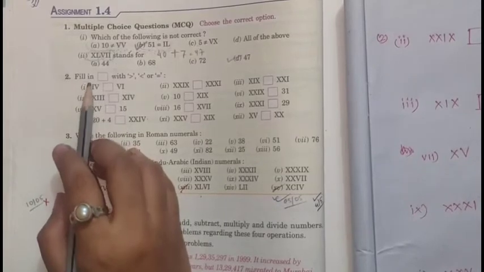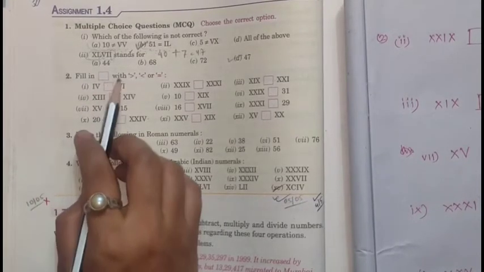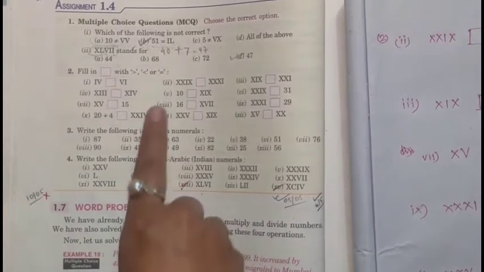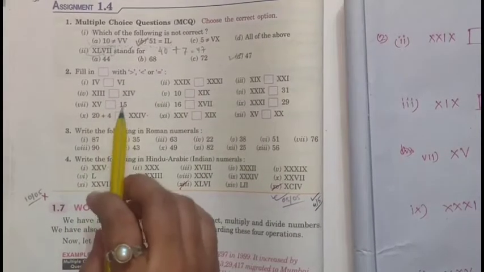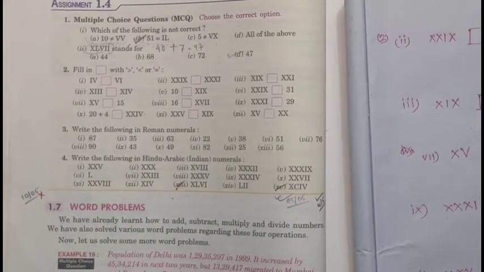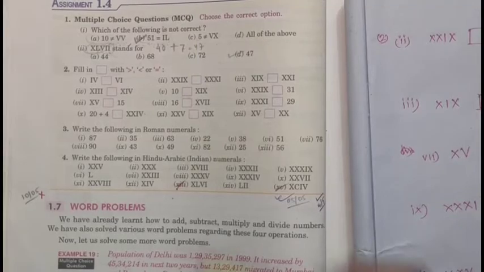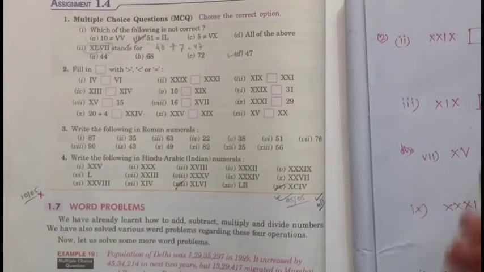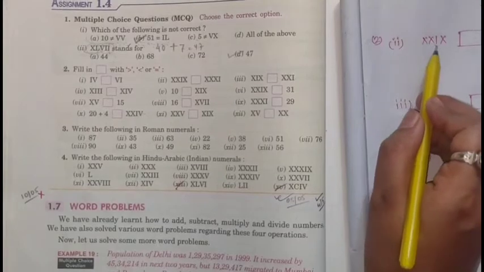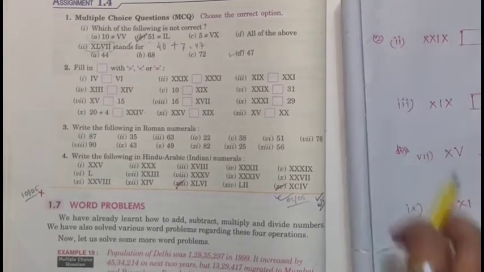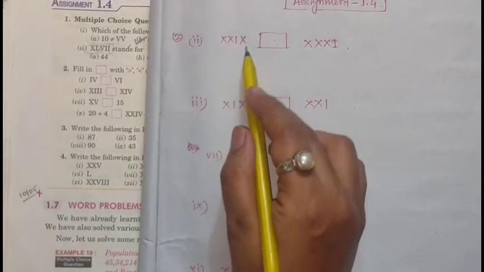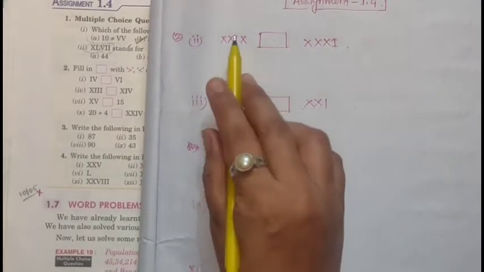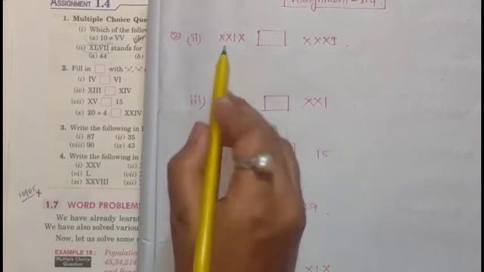Next, question number 2. Fill in the boxes with greater than, less than or equal to. So you need to compare these Roman numerals. In this question I will help you with some questions, but I have skipped some questions. You will do those questions by yourself. Question number 2. XXIX and XXXI. You have to compare these two Roman numerals. So what will be the value of this Roman numeral?